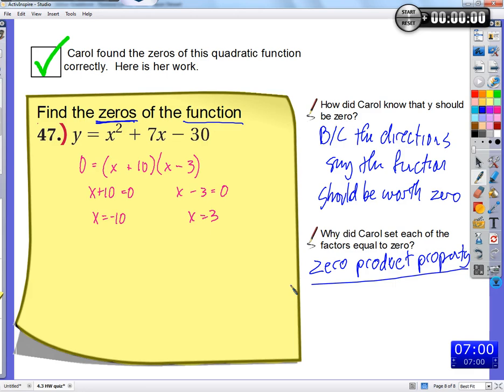Let me state the zero product property. I've been saying it in lots of different ways, over and over, trying to come at it from different angles. Here's the clearest, most concise mathematical way we can say it. It's an if-then statement.